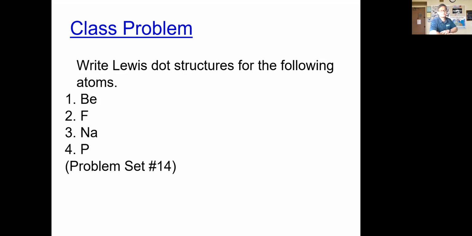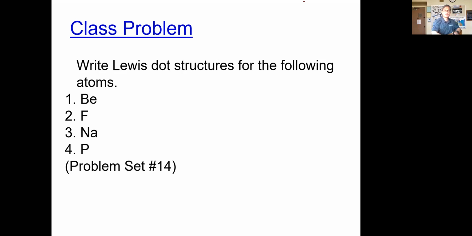Okay, 4 minutes, folks. Hopefully you had a chance to work through that and try your best with it. I don't think it's that difficult, but you do have to practice this. So let's take a look at each one of these. I already gave you the symbol for each one of these elements here.